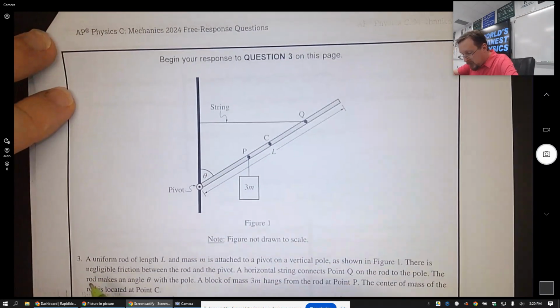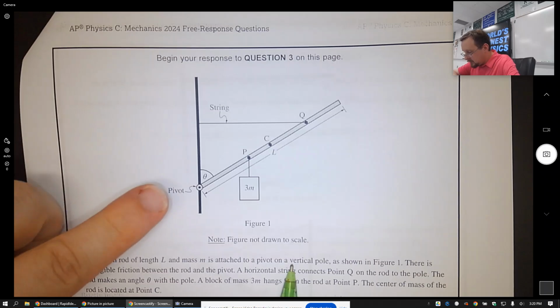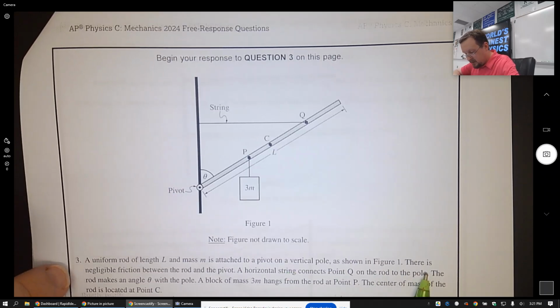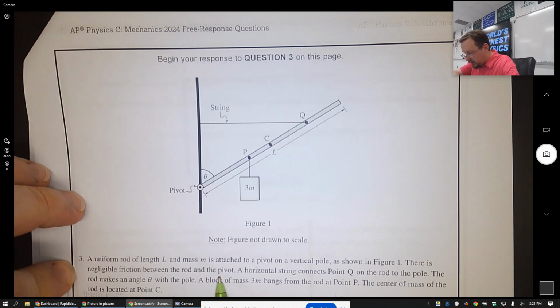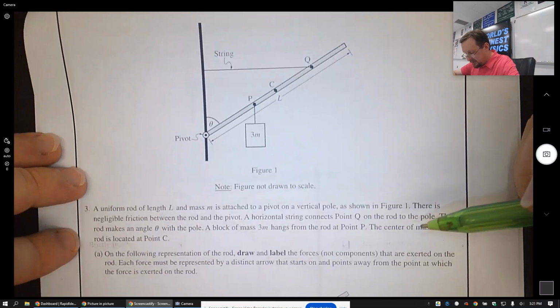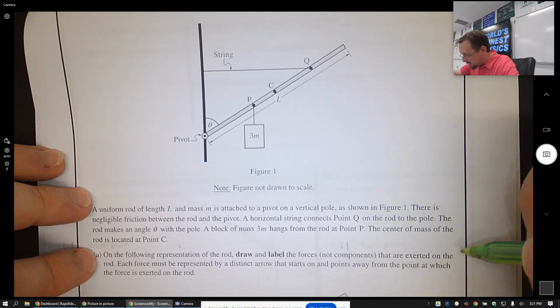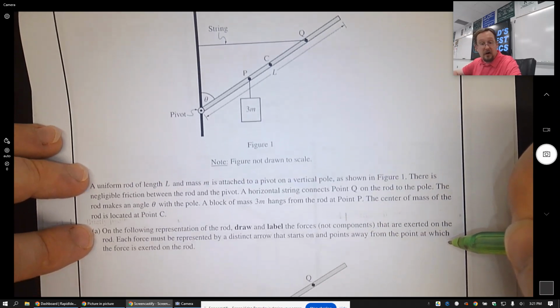Okay. A uniform rod of length L and mass M is attached to a pivot on a vertical pole. Okay. No friction between the rod and the pivot. Great. A horizontal string connects point Q on the rod and the pole. The rod makes an angle theta with the pole. Yeah, it's just what's happening there. On the following representation of the rod, draw and label the forces, not components, that are exerted on it.